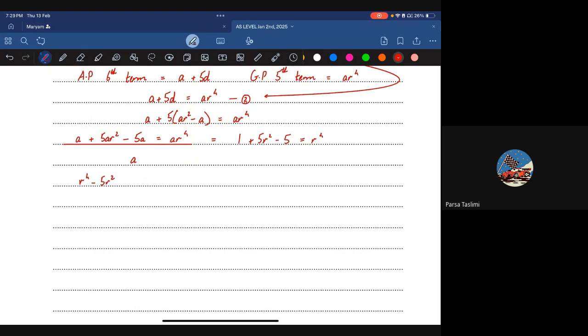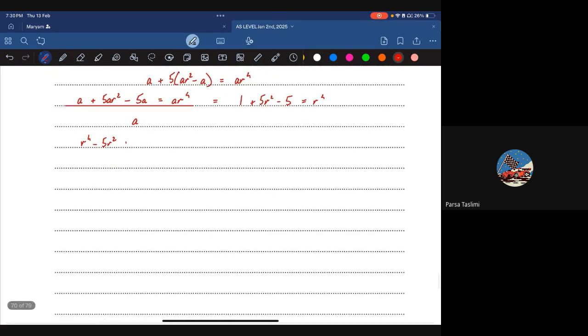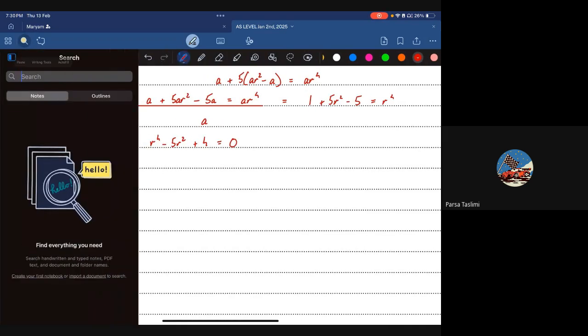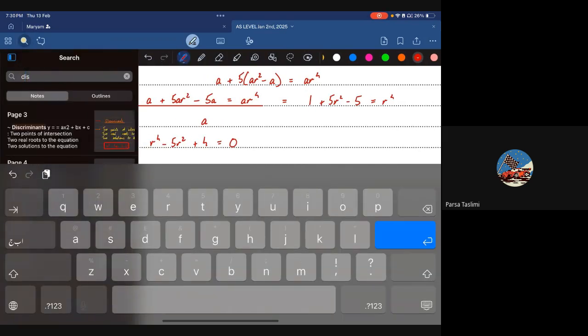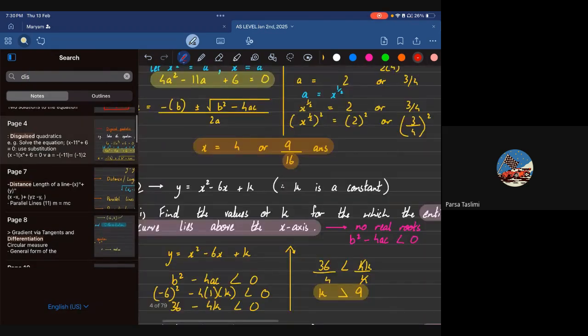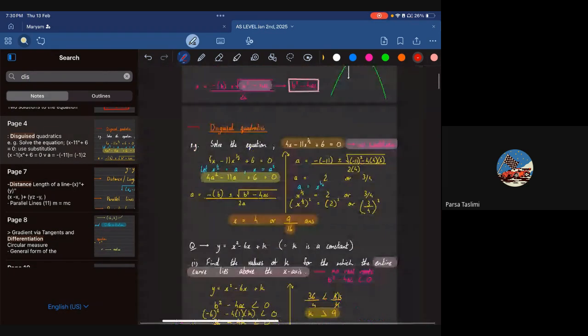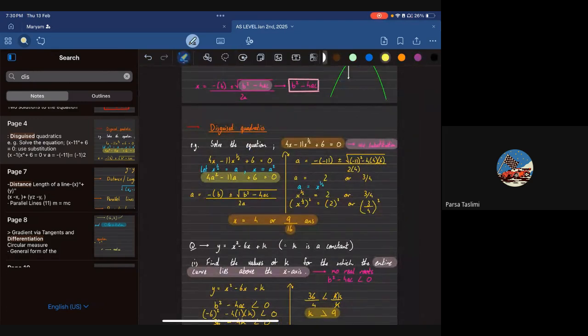You can further simplify this. Taking it to the other side, it's going to be plus 4 is equal to 0. Now this is a question of, if you remember, I think I told you a while ago, disguised quadratics. When the equation does not look explicitly quadratic, you use substitution to make it quadratic. Clear?